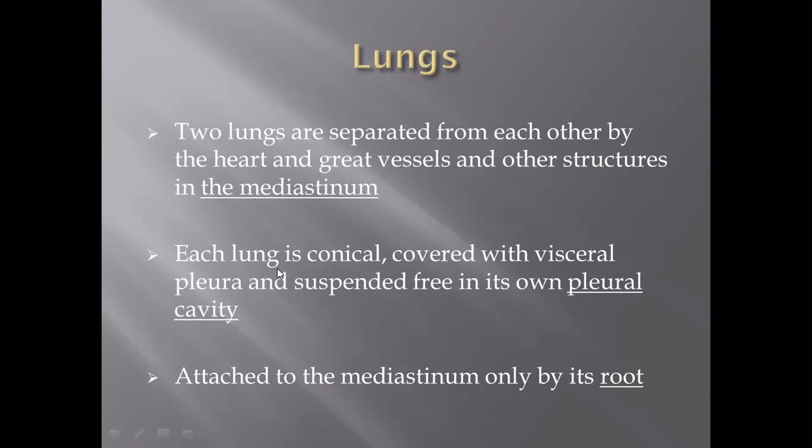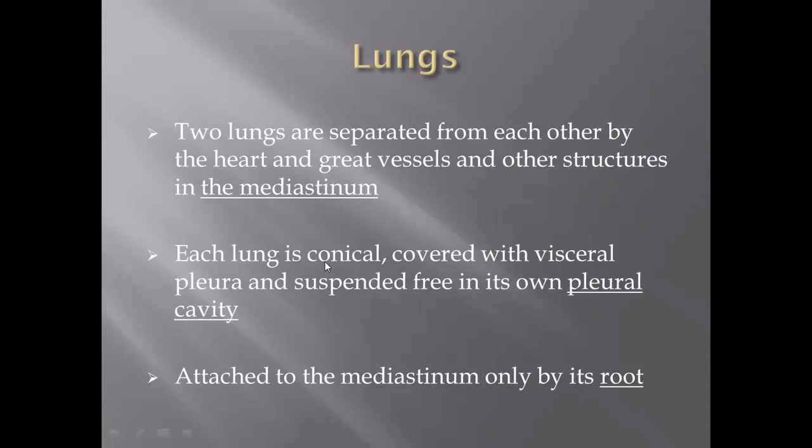Each lung is conical in shape, covered with visceral pleura and suspended free in its own pleural cavity. As it is covered by the two types of pleura, visceral and parietal, there is a pleural space or pleural cavity. Normally within that you get the presence of serous fluid, and due to that it acts as a lubricating agent when the lungs are expanding and reducing in size.